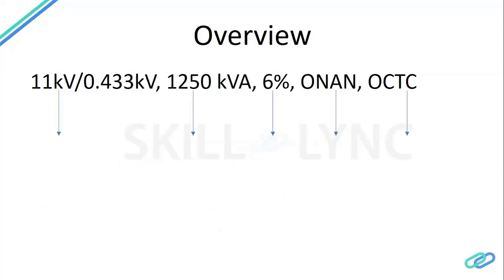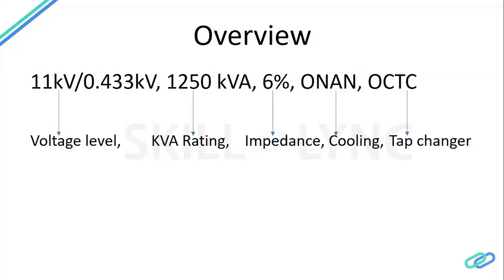Okay, so now you can see a single line specification like 11 kV by 0.433 kV, 1250 kVA, 6% impedance, ONAN and OCTC. What is this? This is the single line specification to purchase the transformer. The single line covers 90% of the requirement to purchase the transformer. First thing is the voltage level, 11 kV by 0.433 kV. This is the primary and secondary voltage.